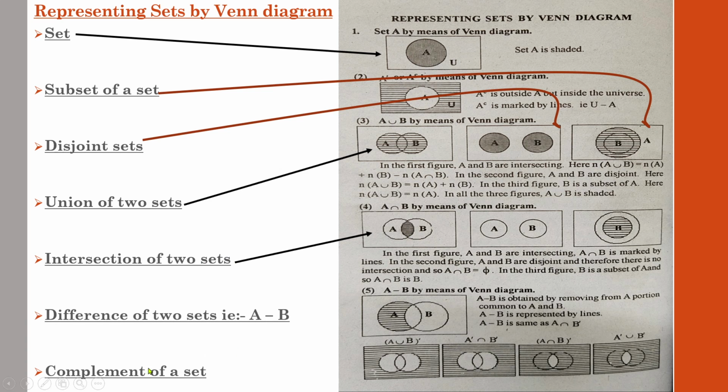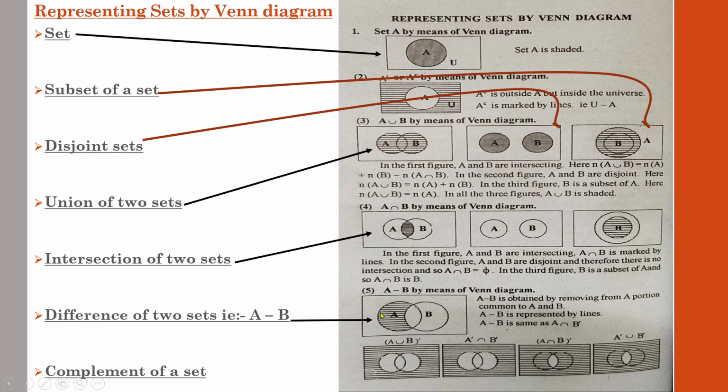And finally, difference of two sets. In all these examples we are using A and B, that is why here it is written A minus B. I hope you know the concept of difference between two sets. A minus B means only those elements in A are taken and not the elements of B. So it is always represented like this.